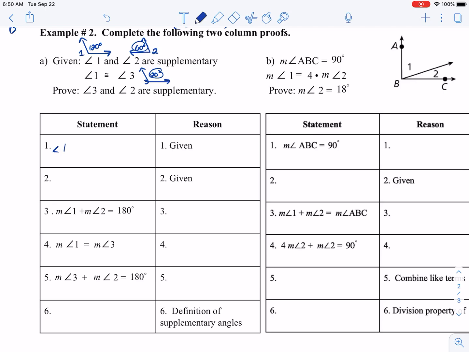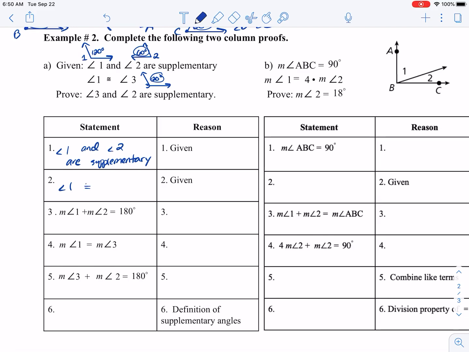So let's fill in our givens. Angle 1 and angle 2 are supplementary. And then we are also told that angle 1 is congruent to angle 3. Well, if 1 and 2 are supplementary, then we can state that their two measures sum to 180 degrees because of the definition of supplementary angles.